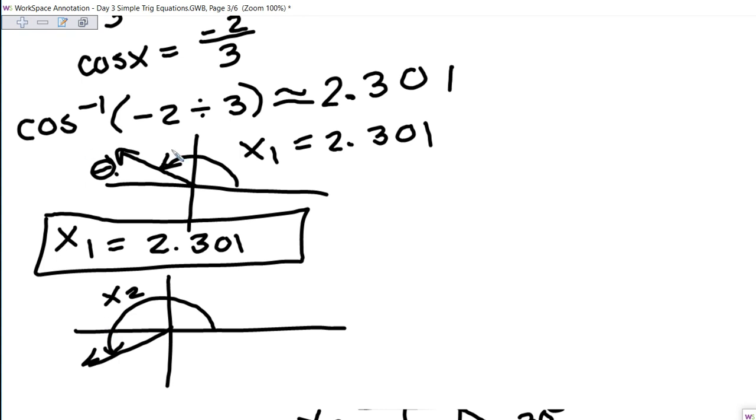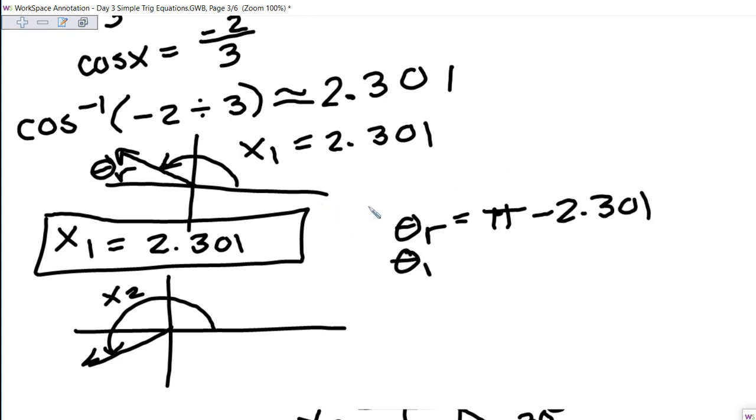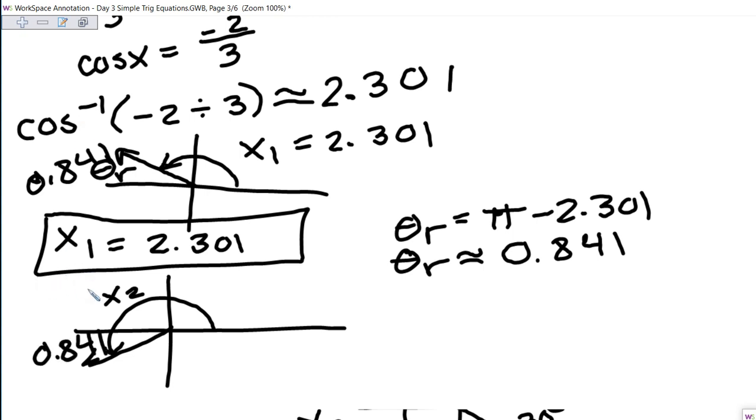So for that reference angle, how would I find this reference angle? Yeah, this linear pair is 180 degrees, which is pi. So we need to do pi minus 2.301. So our reference angle is approximately what? 0.841. So that means this guy over here is 0.841. So right here is also approximately 0.841.